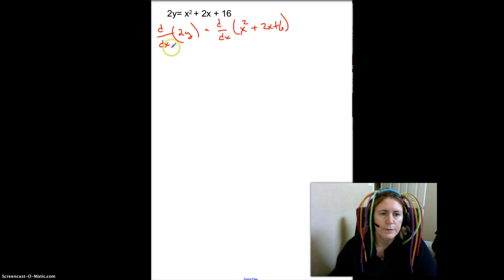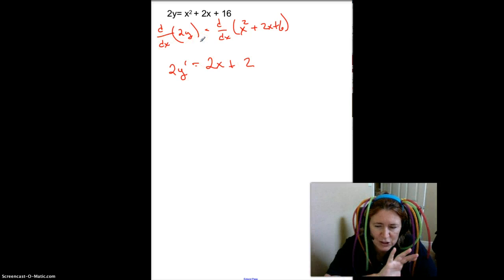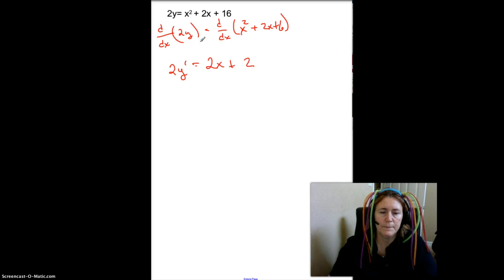All right, the derivative with respect to x of 2y is just, I'm going to pull that constant out. Now the derivative of y with respect to x, I'm just going to call that y prime. A lot of times this will be a function of y. And this side, the derivative with respect to x of x squared is 2x. The derivative with respect to x of 2x is 2. And the derivative of a constant is 0.